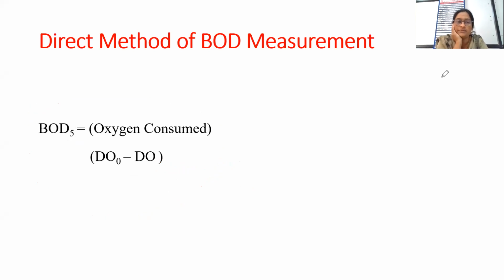There are two methods for BOD determination. The first one is the direct method and the other one is the dilution method. In some cases, a third method is also used, known as the seeding method. I am going to explain the difference between these three methods. First of all, I request everybody to note down this direct method formula.